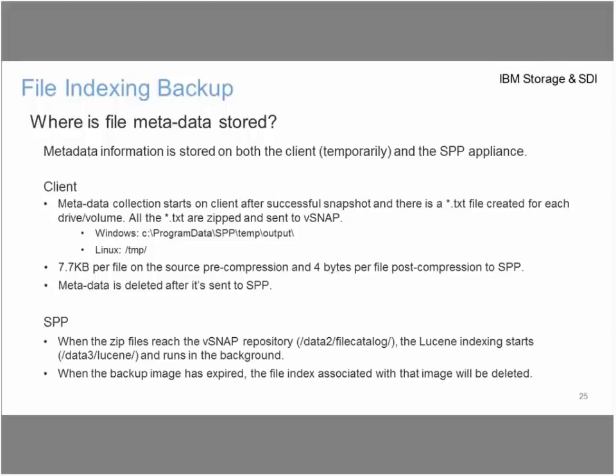When the backup image associated with that file index is expired, based on the settings that you have within the SLA chosen for that particular capture, then the file index data is also expired and removed off the system. So it follows essentially the same retention pattern as whatever the virtual machine snapshot has set.